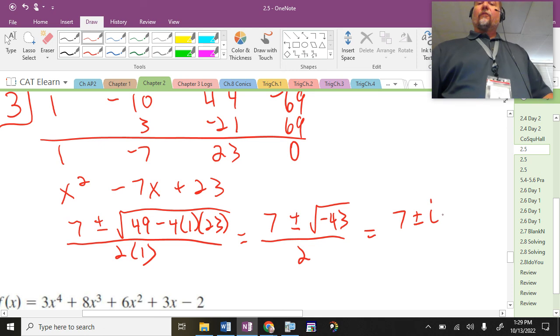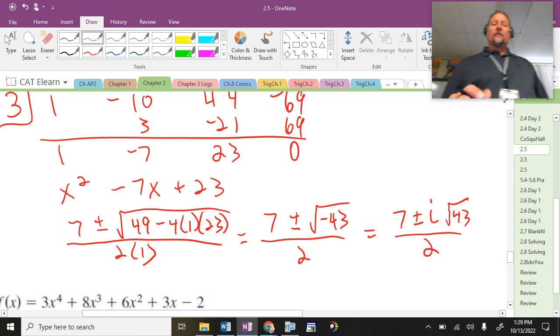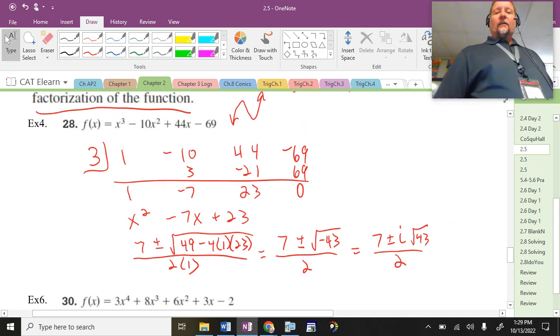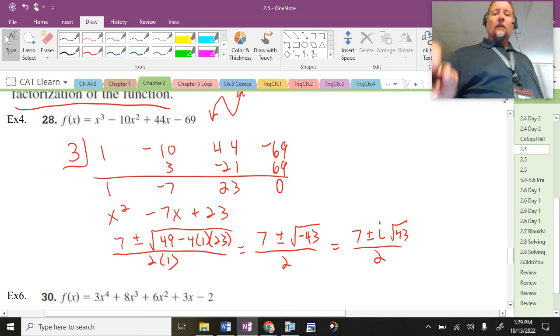Or you could write root 43i. I just like writing it in front. If you have a teacher that tells you one way is the right way, they're wrong. Some sticklers out there. Yeah, root 43, then put the i on the outside to the right is okay.